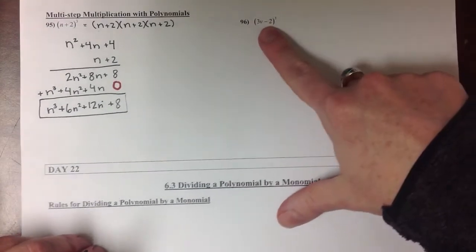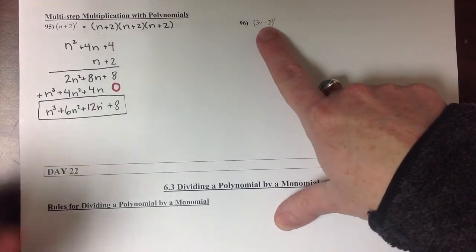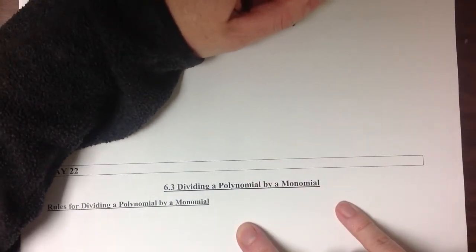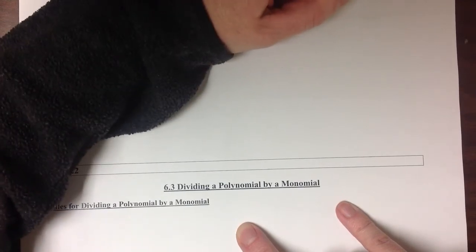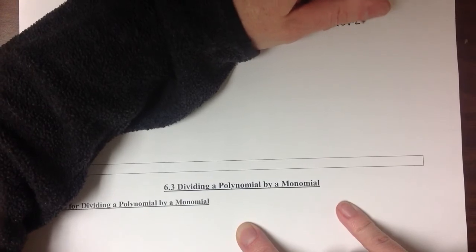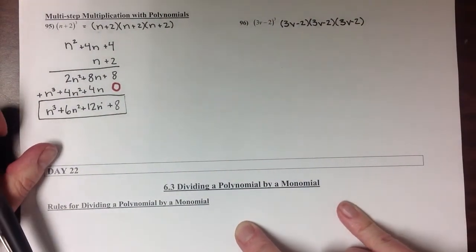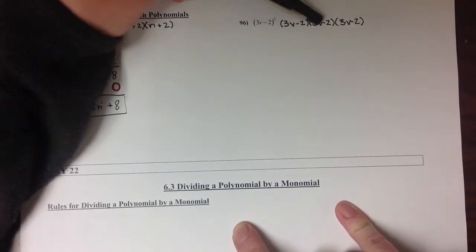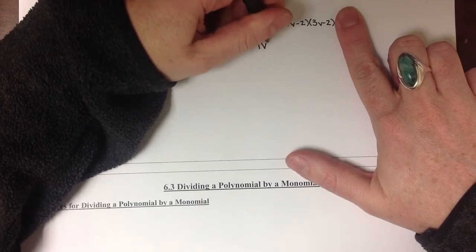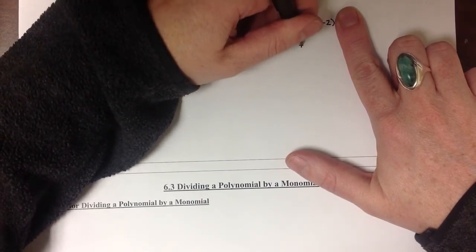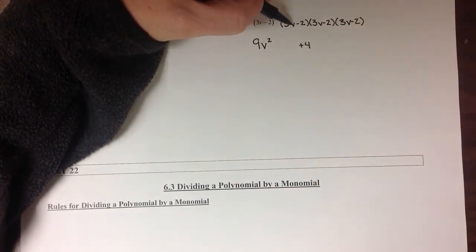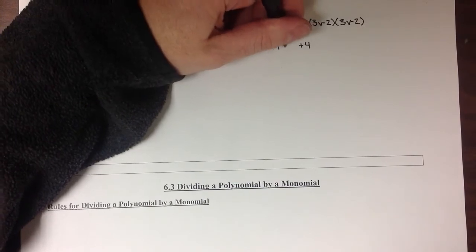The same would apply if we are working with the difference in a binomial. It is also 3v minus 2 times 3v minus 2 times 3v minus 2. So following the pattern that we know for squaring the binomials, we're going to end up with 9v squared and a plus 4 over here, and then 3 times negative 2 gives me a negative 6v, and when I double that, it's a negative 12v.